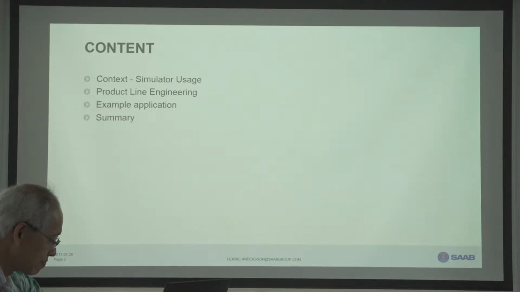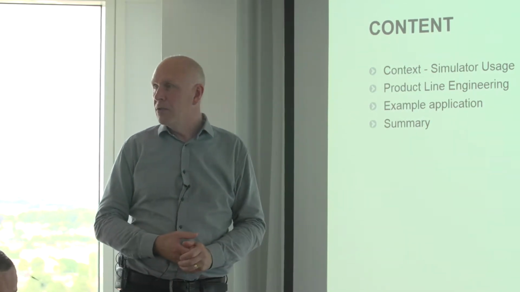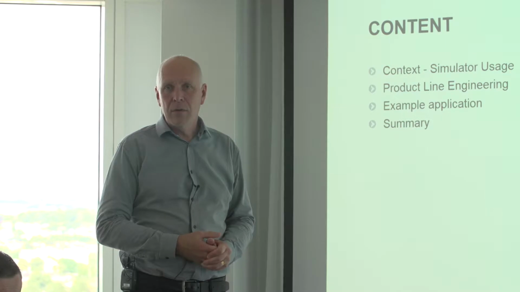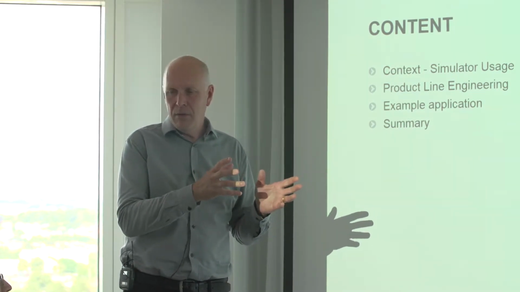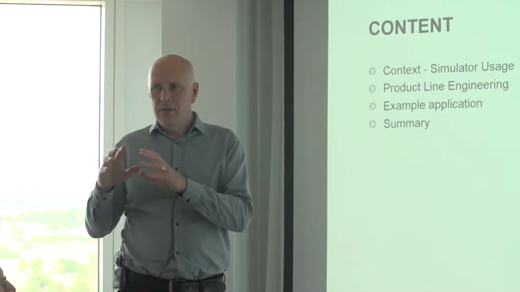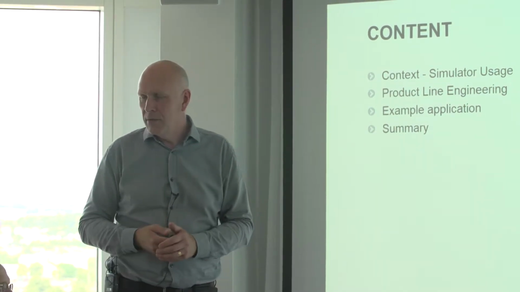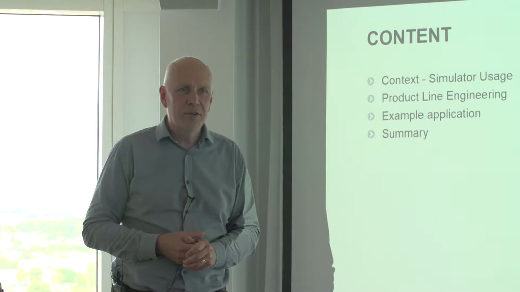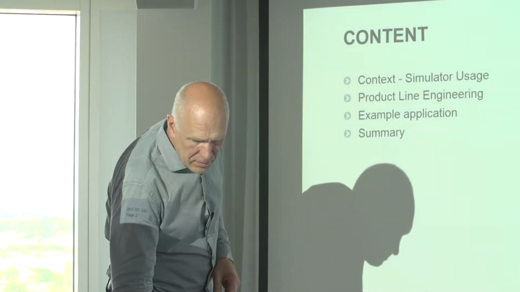So first the context: what is the simulator usage and what kind of simulators do we have? When we reuse, we call that product line engineering or product family engineering. So we'll talk about that. The product itself is a product line. We have variants of the aircraft. But also when we simulate, the set of models is a secondary product line, so to say. There are certain complications when we do that, so we'll talk about that also, and some examples.